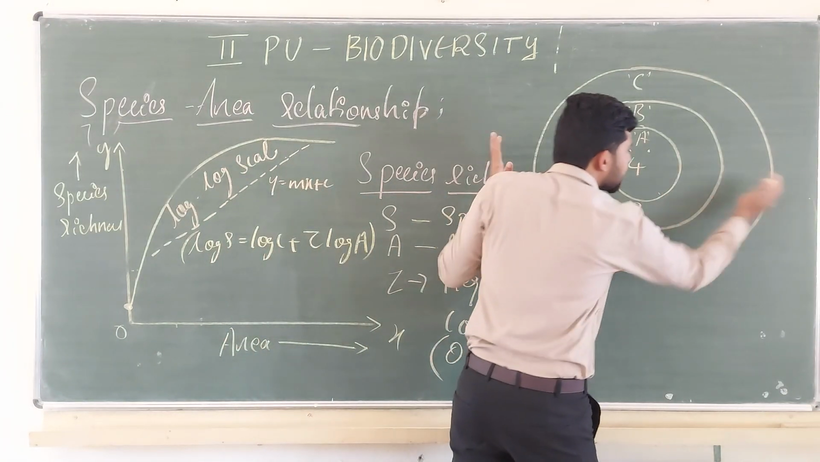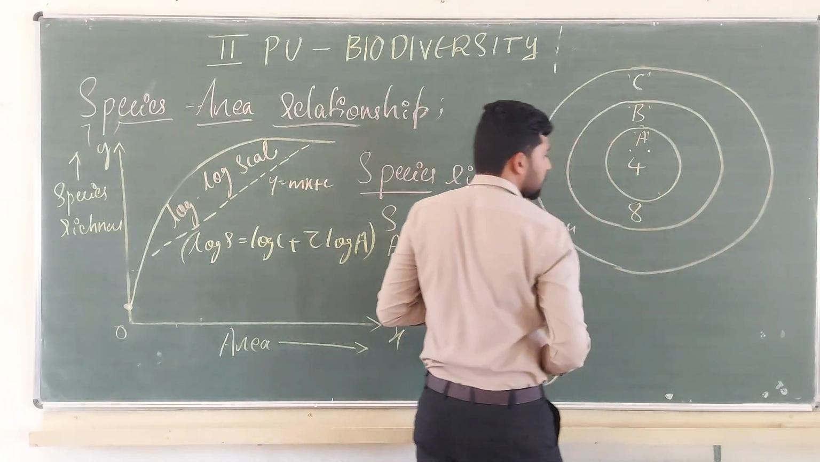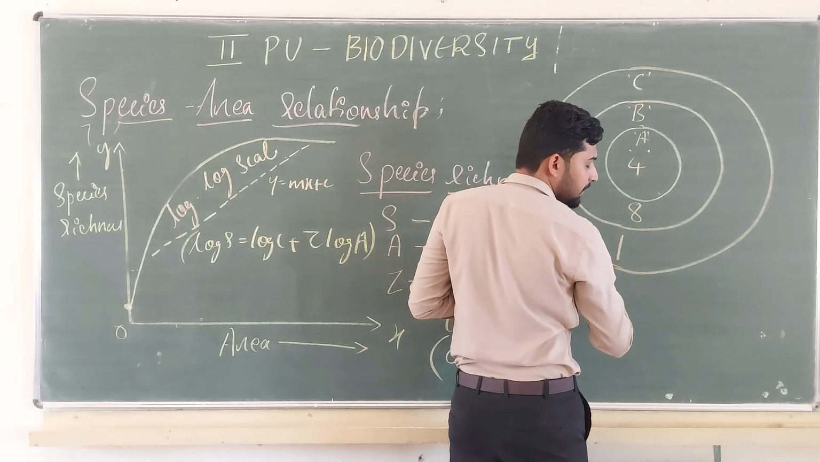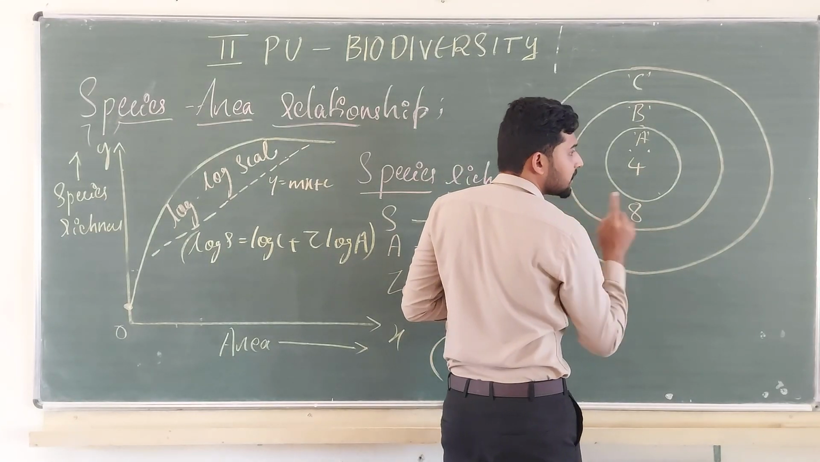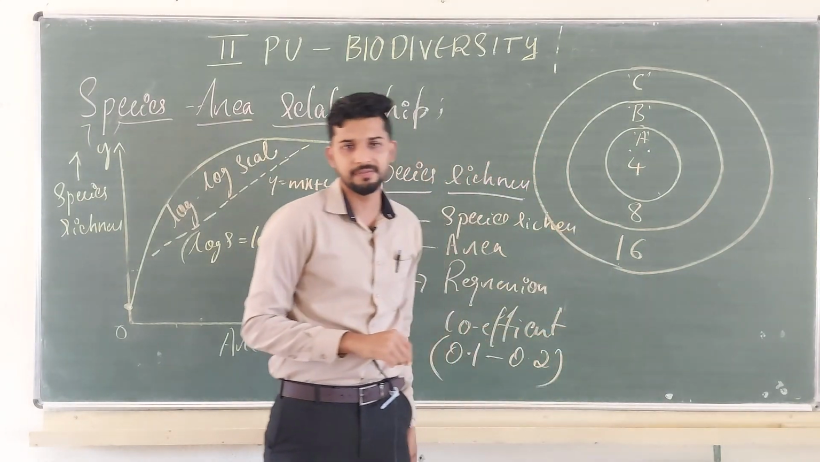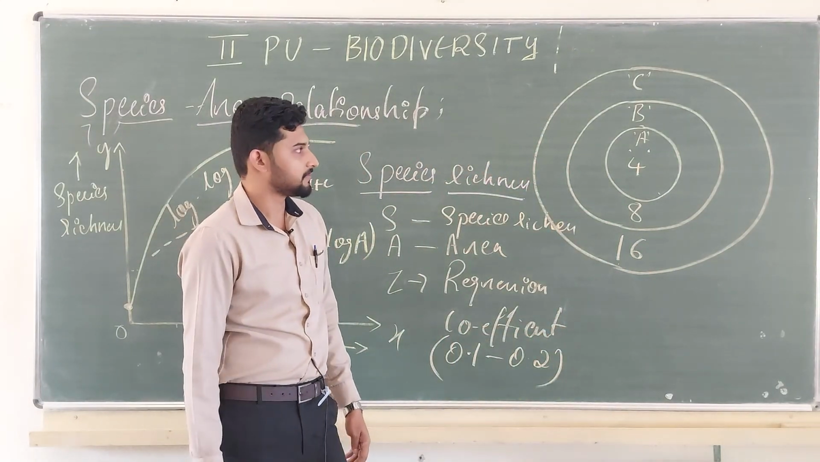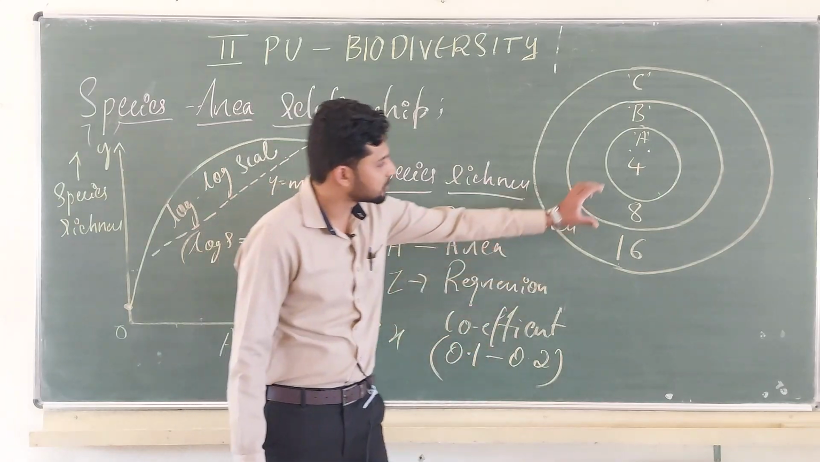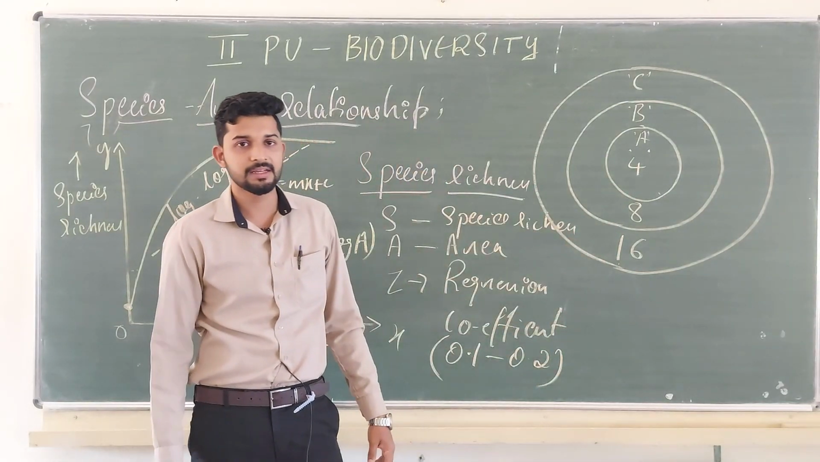If I increase furthermore to C, what is that? It becomes how much? 4, 8, double 16. This is the rough calculation. Fine. So the ratios are proportionate, right?